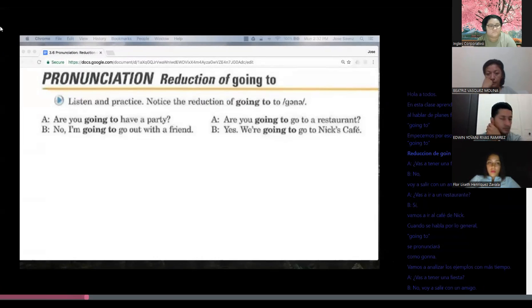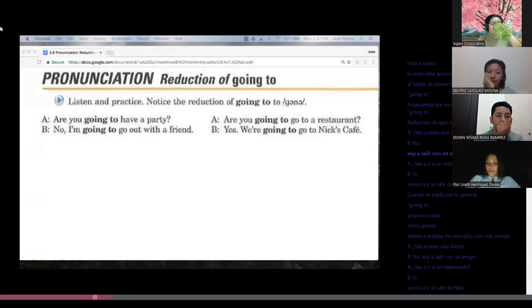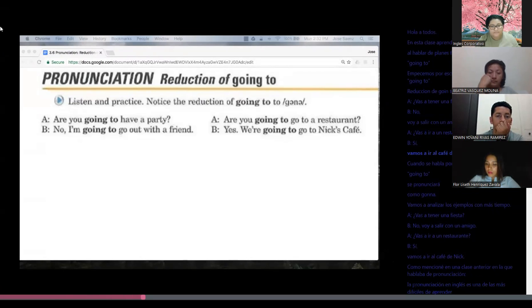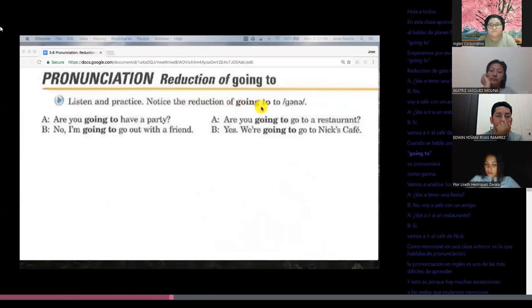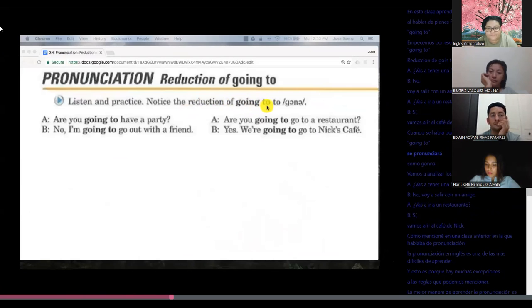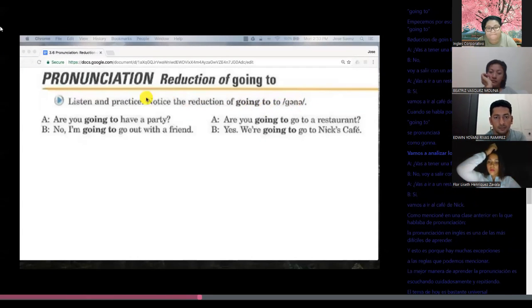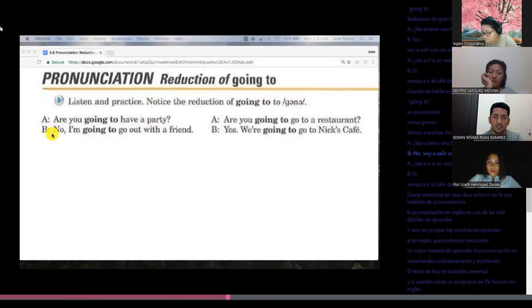Reduction of going to. Are you going to have a party? No, I'm going to go out with a friend. Are you going to go to a restaurant? Yes, we're going to go to Nick's Cafe. When spoken, going to is usually going to sound as gonna. Let's analyze the examples one more time. Are you gonna have a party? No, I'm gonna go out with a friend.